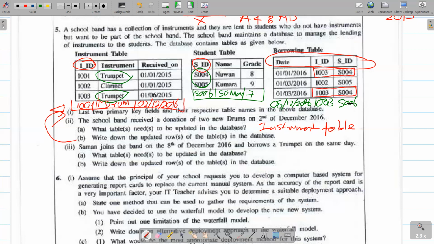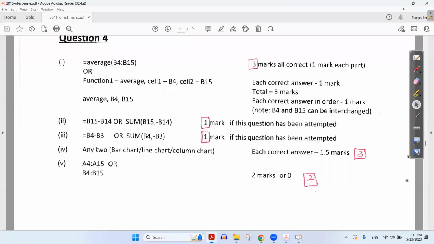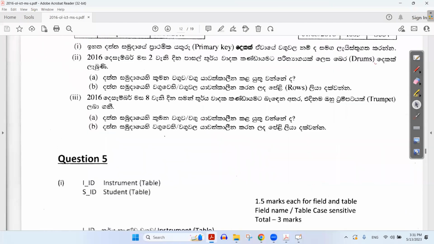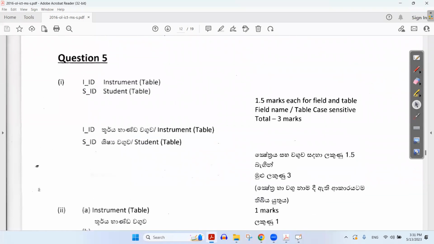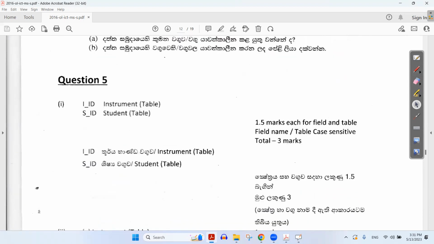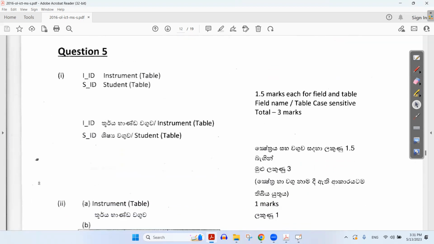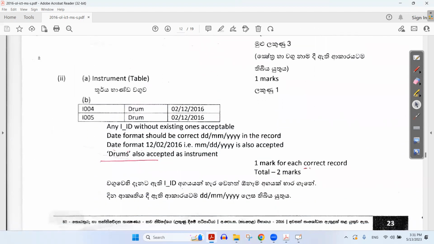Yes, and let's see how it's shown inside the marking scheme. Yeah, this is the first one. For the instrument table, it's IID. For the student table, it's SID. Right, and the second one, you are given 2 marks for this. 3 marks for this. And the second one, it's just the instrument table.